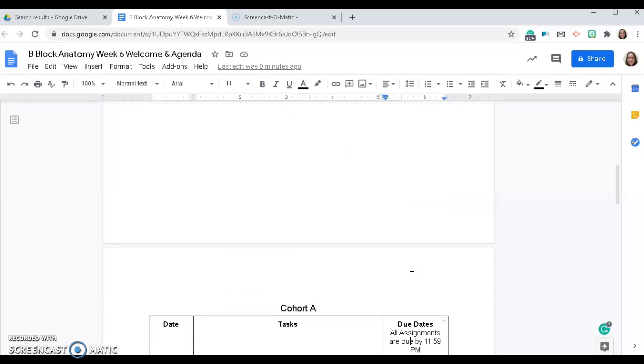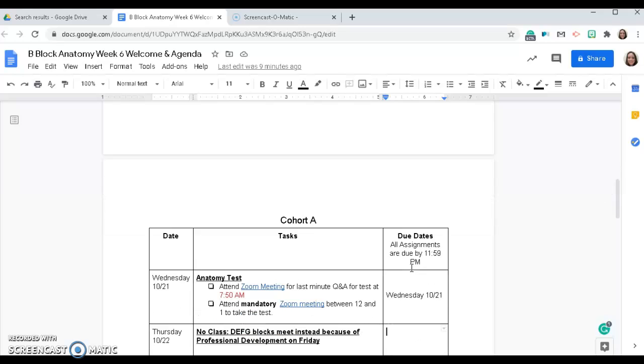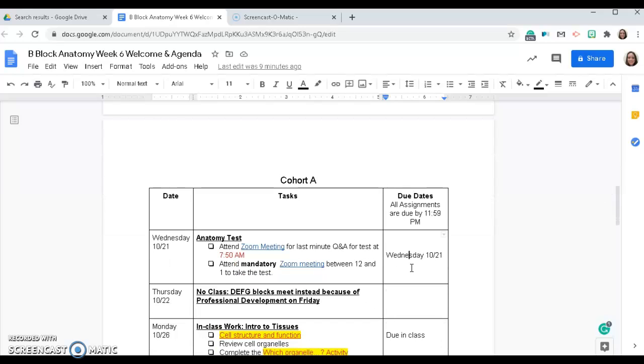Here's the agenda for the week. It's a short agenda. Wednesday, we have the test. In the morning, you'll do the review, 7:50 for those of you in B block, 8:20 for those of you in C block. And then between 12 and 1, everyone in anatomy will come and join that Zoom meeting to take the test. You'll have until 1 o'clock to do it.